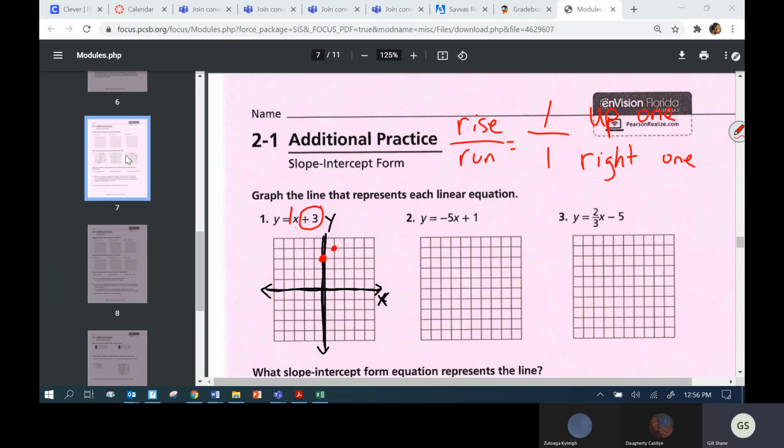Now I could continue that pattern if I wanted. I could keep going right 1, up 1, right 1, up 1, right 1, up 1. And if you'll notice, they would all line up, and it makes it pretty easy to draw the line. But that's how we graphed. I'll do one more real quick. If they almost go off the graph, which you won't have to worry about with my test.